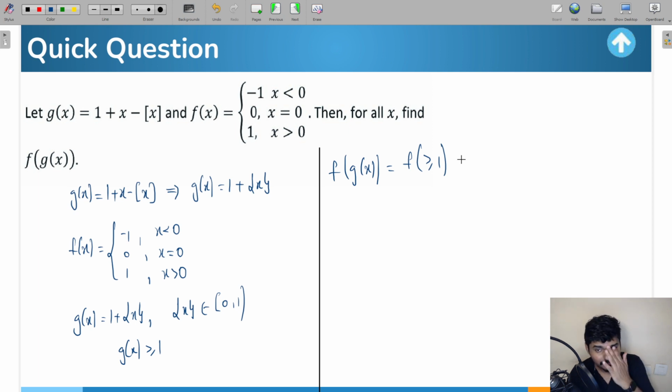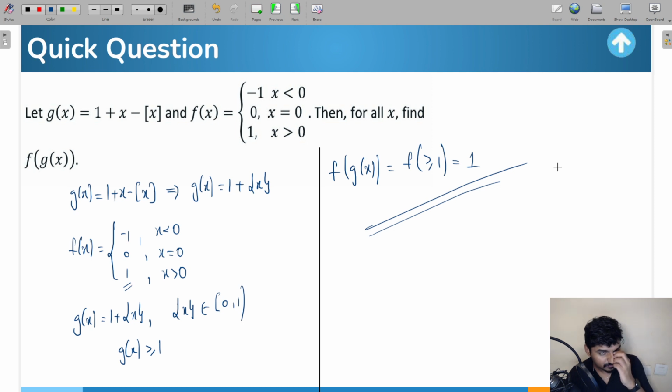Now you tell me, when x is always going to be greater than or equal to 1, what is the f of x value going to be? Well, according to how the function f of x is defined, it should be 1. Because for any value of x greater than 0, the function will take the result as 1 only. So when x is greater than or equal to 1, the value you're going to get is definitely 1, and this is going to be the solution.